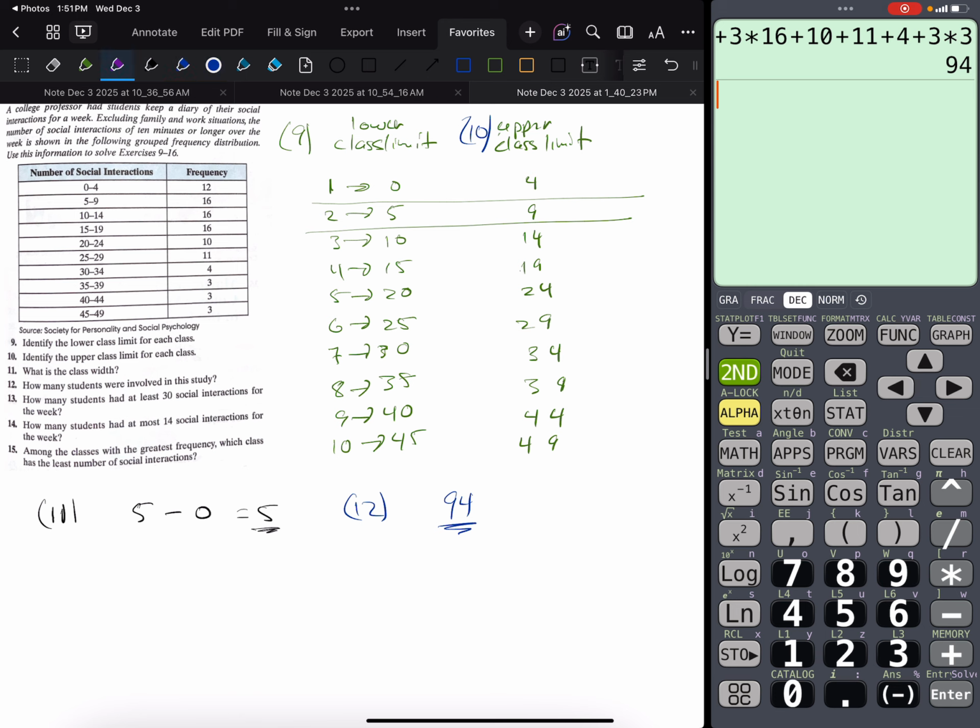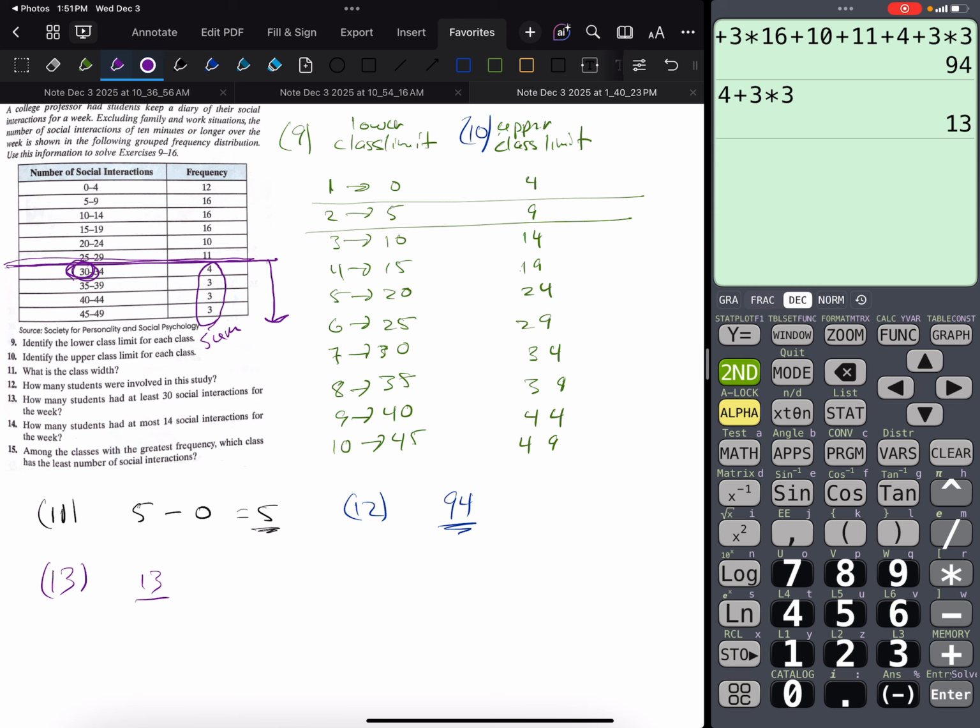Okay, so 13. It says, how many students had at least 30 social interactions? Well, at least 30 social interactions, I draw the line here because that's where my 30 starts. And at least 30 means everything going in that direction. And so the number of students that have at least 30 will be the sum of those values. And so I'll have 4 plus 3 threes, and I'll have 13. They thought they were clever when they came up with that.